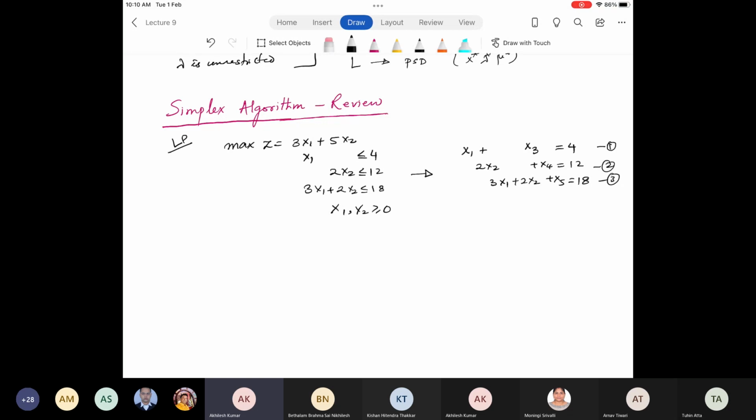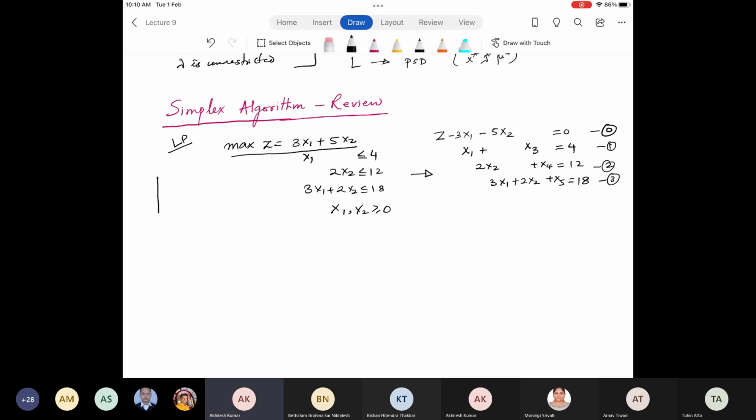And at the same time we also convert the objective function into a constraint form by bringing 3x1 and 5x2 over, giving G minus 3x1 minus 5x2 equals 0. Is this right?